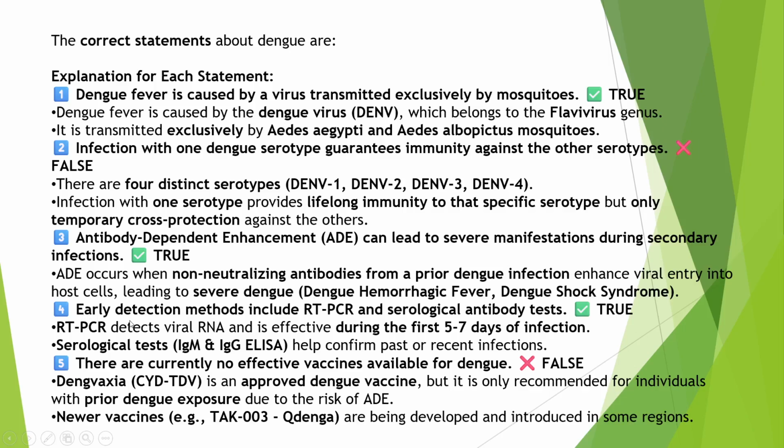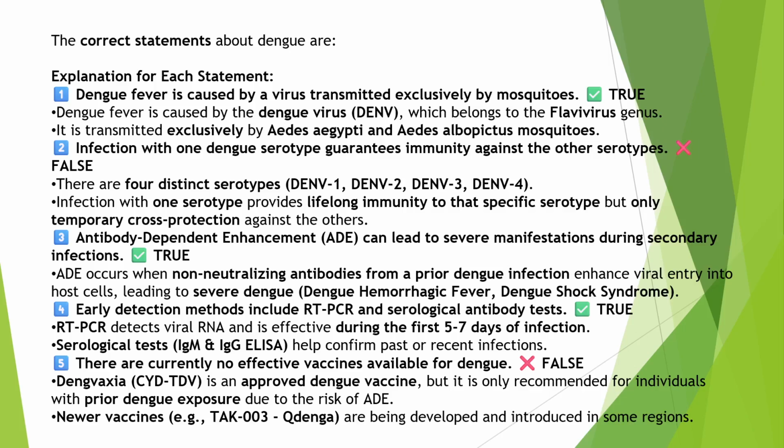So this statement is true, and the next statement was early detection methods for dengue include RT-PCR and serological antibody tests. This is correct. RT-PCR helps detect the viral RNA levels, and it is effective during the first 5 to 7 days of infection. Serological tests are for the antibodies. So IgM and IgG ELISA is done. This will help confirm past or recent infection.